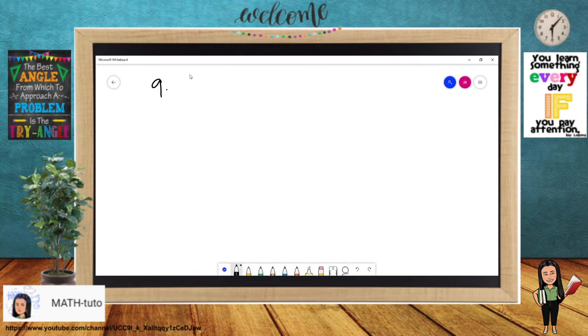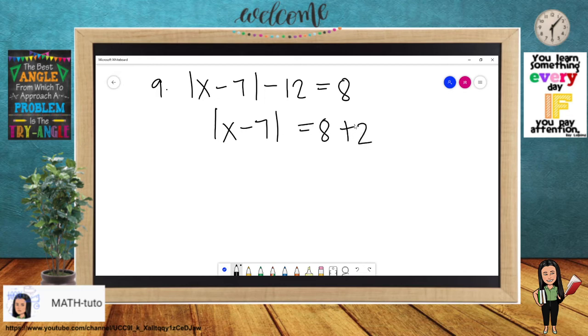Absolute value of x minus 7 minus 12 is equal to 8. Yan. Ito, may katabi pa siyang 12. So, we have to eliminate this and move it to another side by applying addition property of equality. Absolute value of x minus 7 equal to 8 plus 12. Okay? So, we simplify. Absolute value of x minus 7 equal to 20.